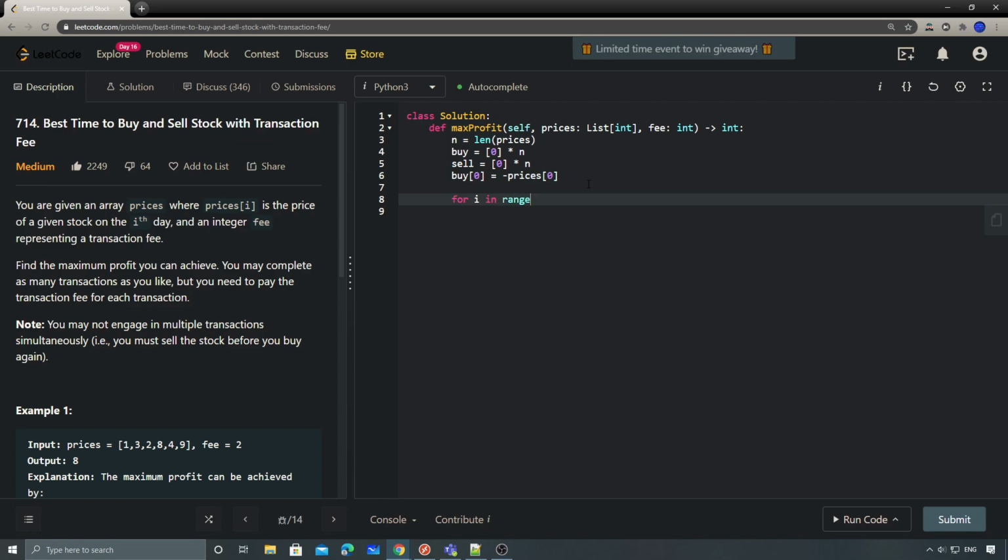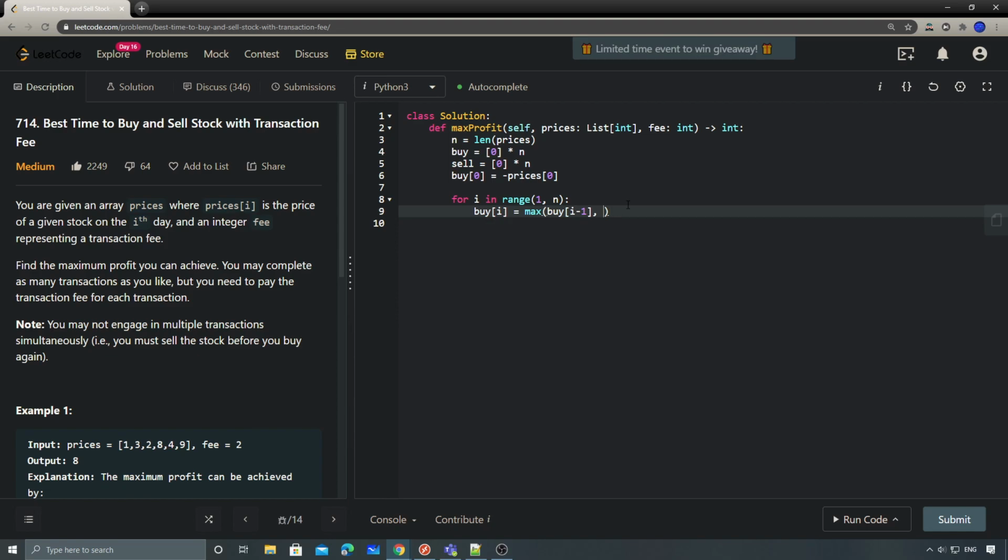And then for I in range of 1 to n, we can do our state transition function here. For each of the buy and sell, we have two options, right? Like I said, we can either buy at the I state or we don't buy. So if we don't buy, what's going to be the value? Of course, it's going to be buy I minus 1, because if we don't buy at the current day, the profit won't change, right?